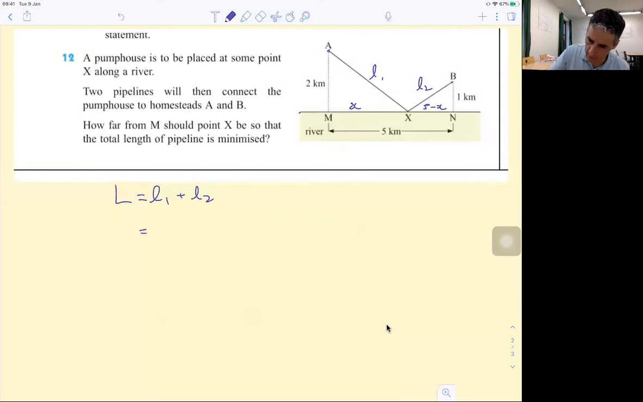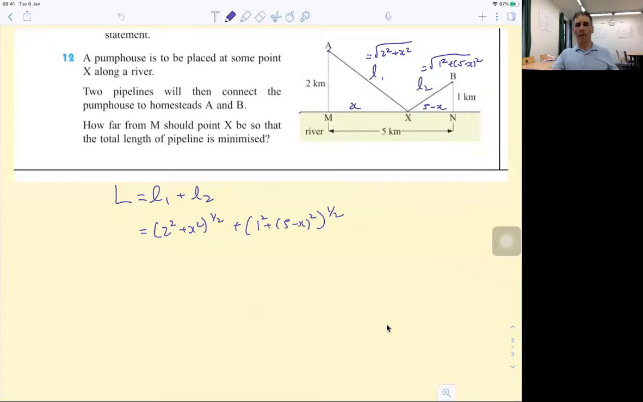If I do that, then the length L1 by the Pythagorean theorem will be 2 squared plus X squared, to the 1/2, right? This is the square root of 2 squared plus X squared. And L2 will be the square root of 1 squared plus (5 minus X) squared. So it'll be 1 plus (5 minus X) all squared, to the 1/2. I wrote the 1 squared just so you can see where it's coming from. So that's the expression for our length. What we have to do is minimize that.